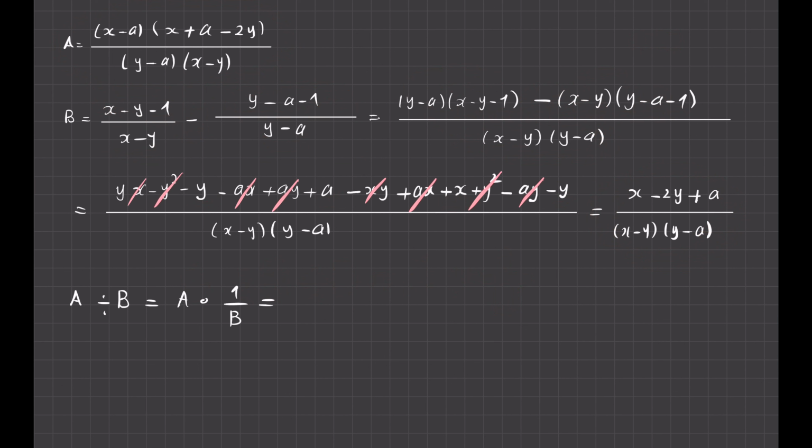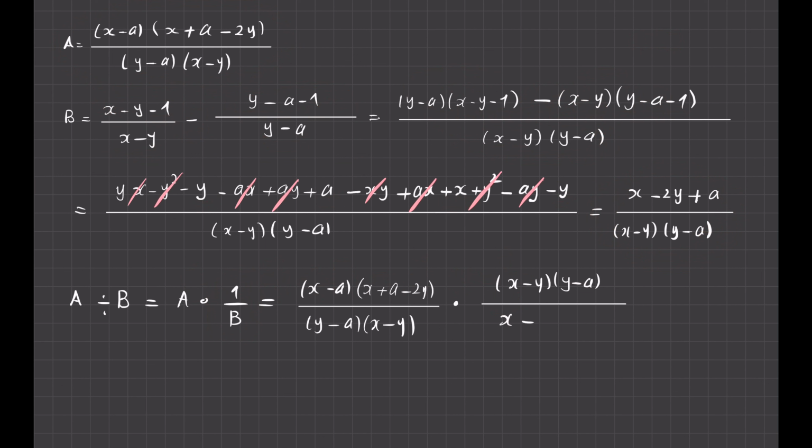But if I ask you what a is, you will show me this. So it becomes x minus a, x plus a minus 2y divided by y minus a times x minus y, and then multiplied. What is 1 over b? It is the same fraction, but the numerator and the denominator are swapped. So the denominator will go to the numerator, and the numerator will go to the denominator.